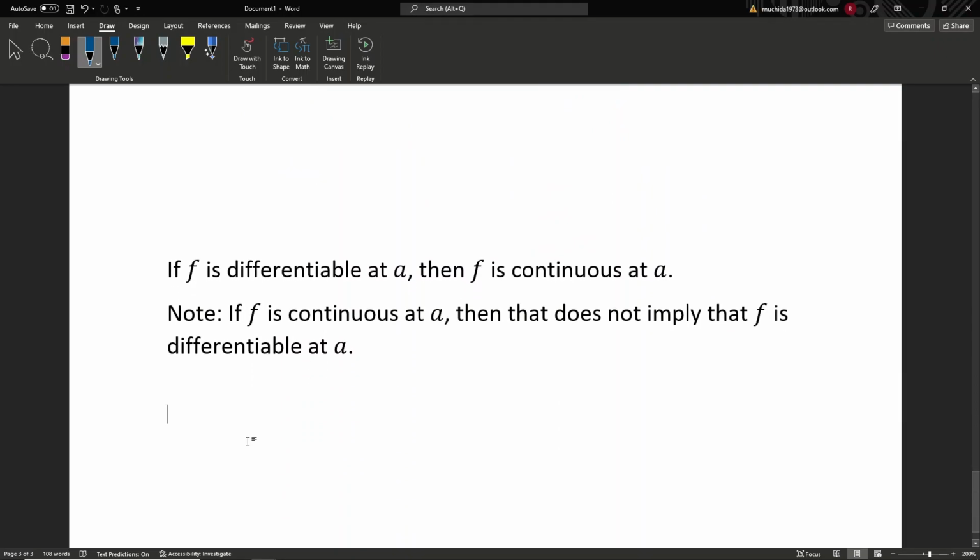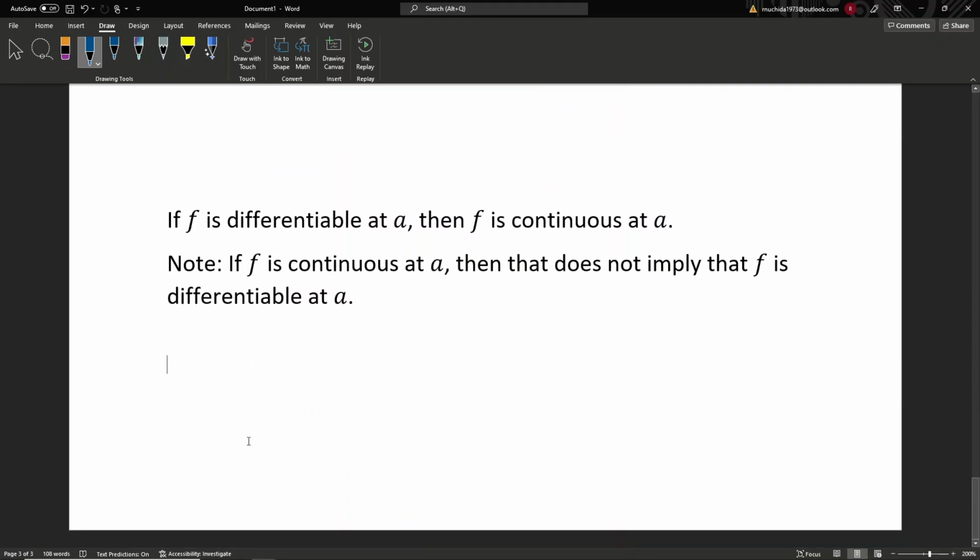What this means is that if a function is differentiable, then we know that it is continuous at a value a. This can be proven using the limit definitions, and we're not going to go over that now. Just trust us that if the function f is differentiable at x equals a, then f is continuous at a. But this does not go the other way. If f is continuous at a, this does not imply that f is differentiable at a.